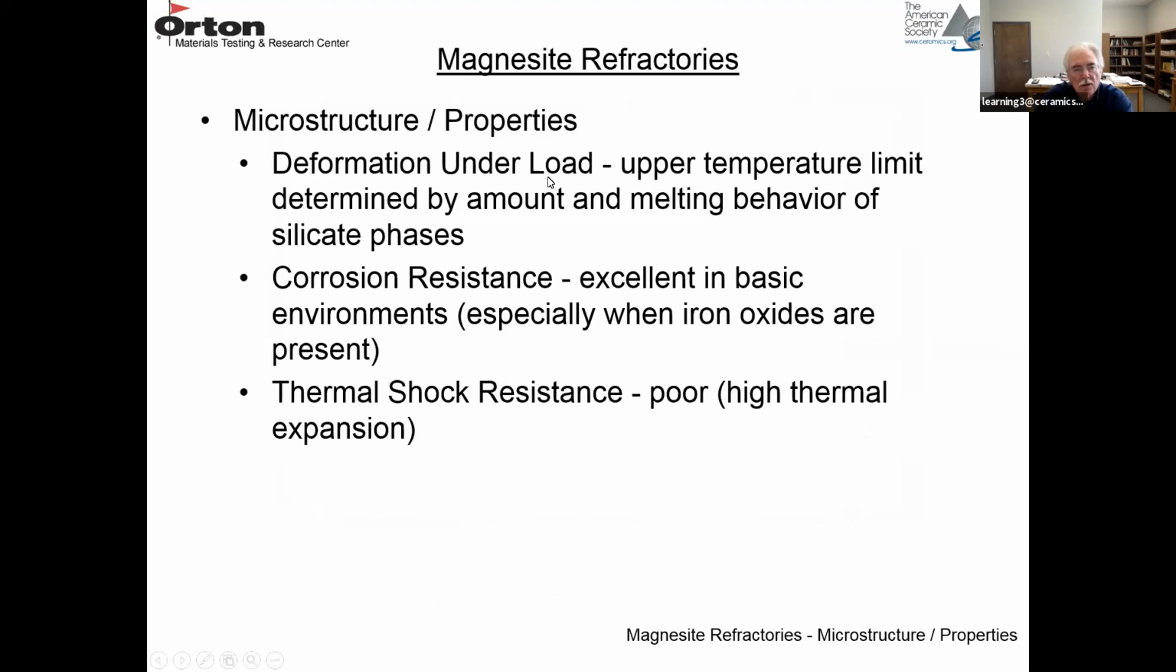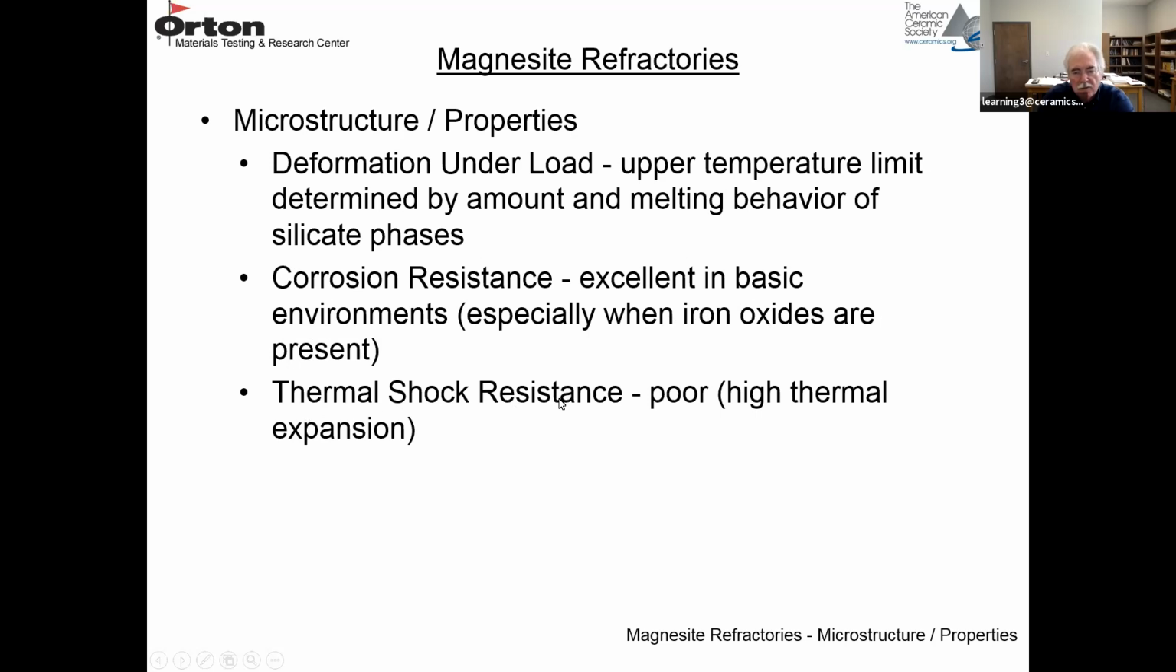So the deformation under load, which is basically your hot strength and your creep resistance, the upper temperature limit is determined by the amount and melting behavior of the silicate phases. The corrosion resistance is excellent in basic environments. It's a basic refractory, and it can tolerate large amounts of iron oxides. So in the steel making process, which is a basic oxygen furnace, they're running a basic slag, and you have iron present.